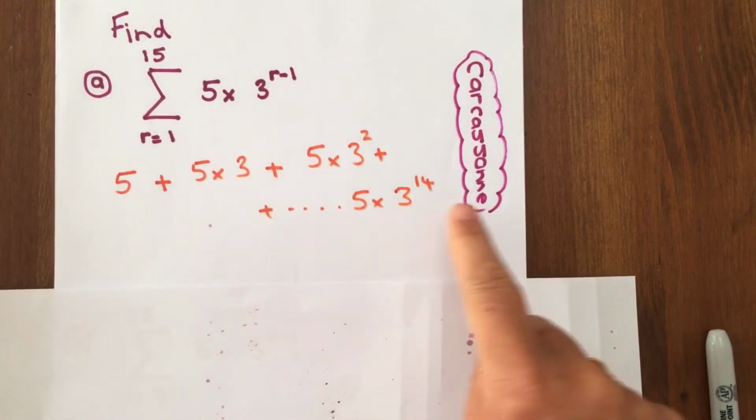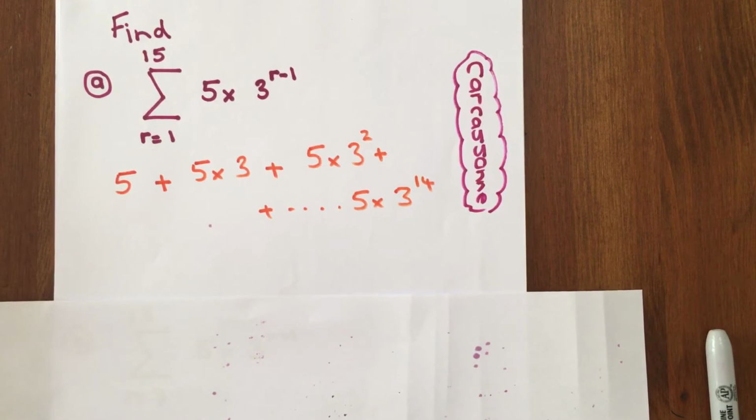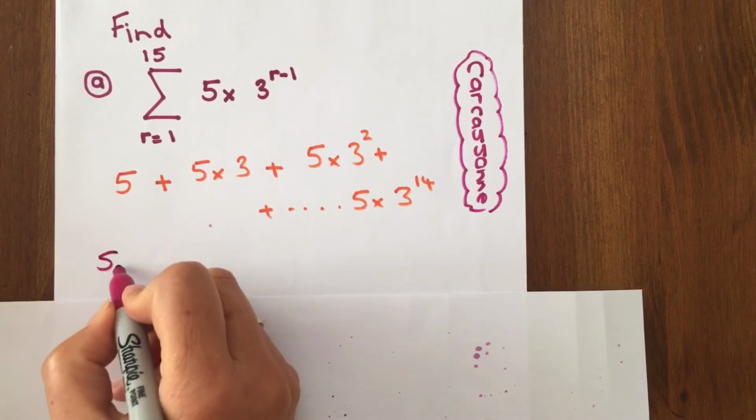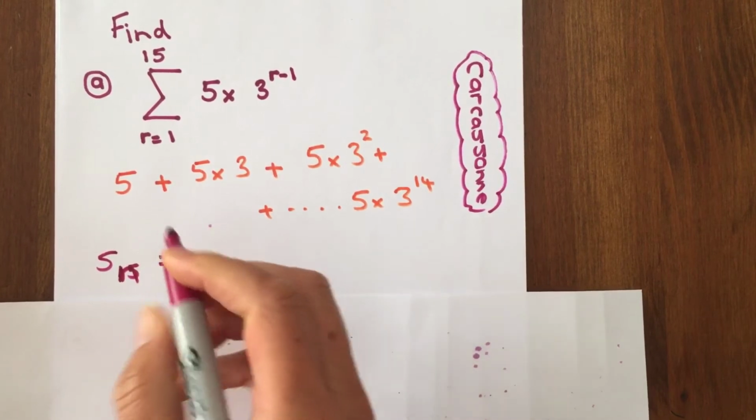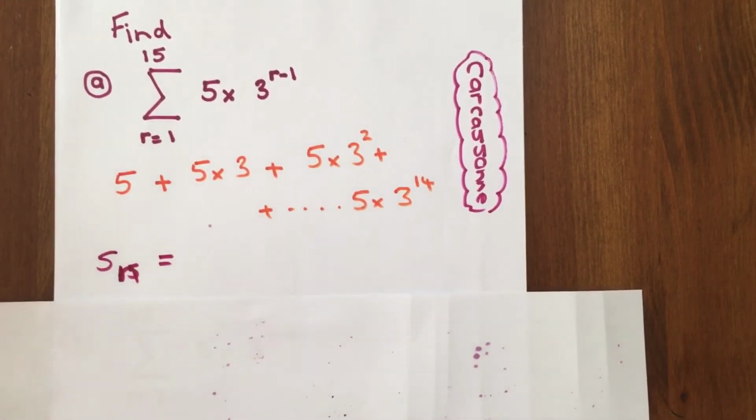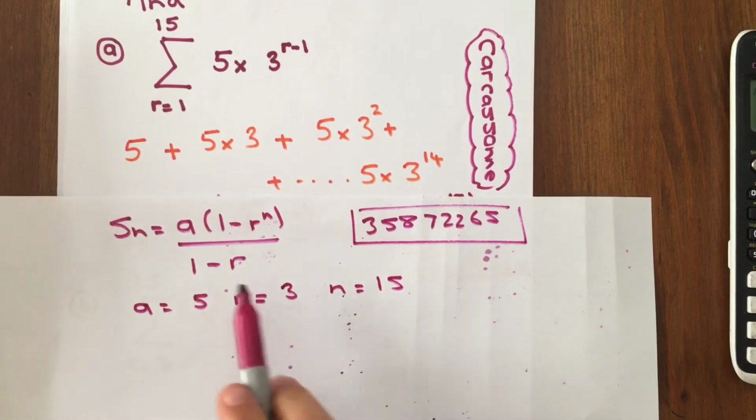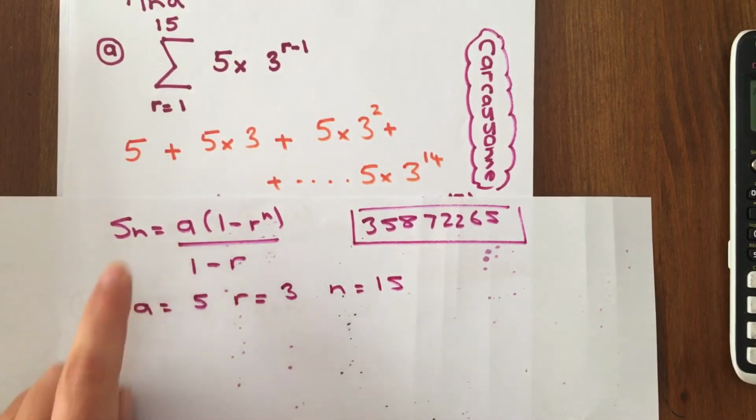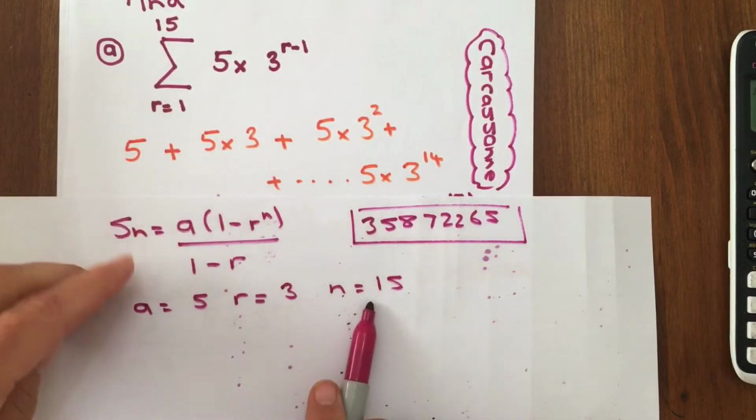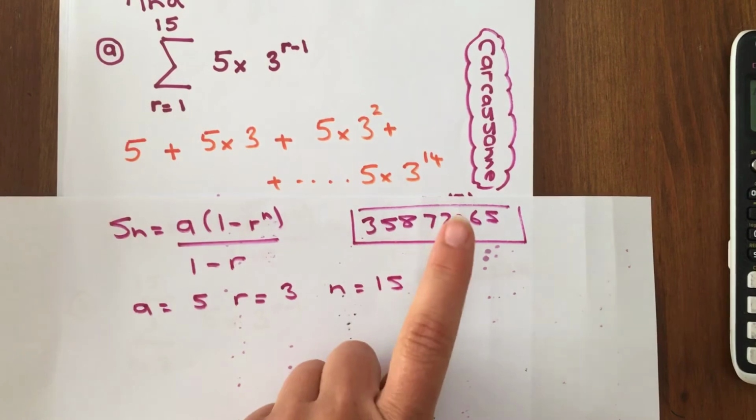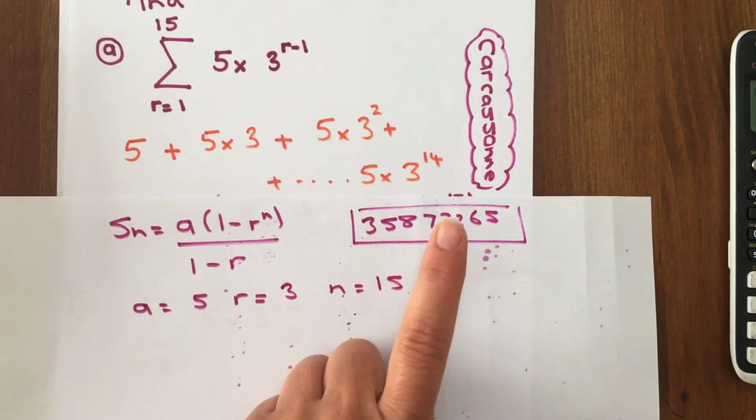So rather than adding all these up, which is going to take a long time, I'm just going to use the formula for the sum to n terms of a geometric sequence. Let's just do n first. So the sum of the n terms of a geometric sequence will be... So if you use the sum to n terms, using a is 5, the common ratio is 3, n is 15, put it all into the formula and you get this huge number here.